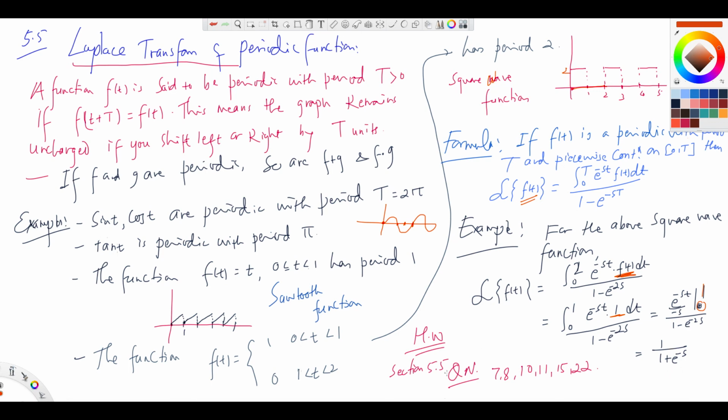These are the homework problems from section 5.5, question numbers 7, 8, 10, 11, 15 and 22.